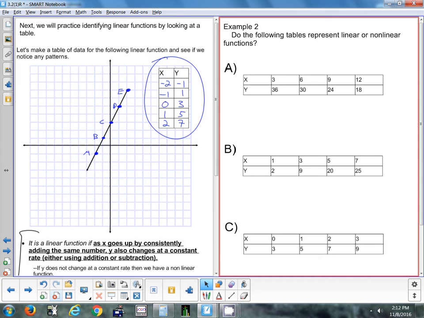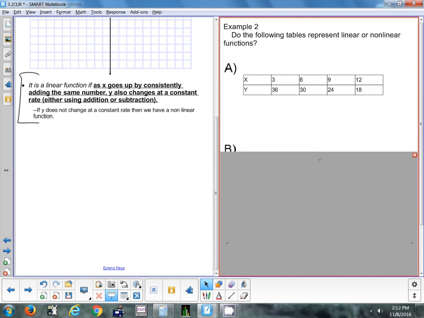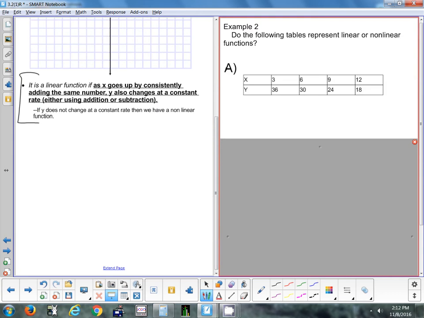Okay, and we've got some tables. Some of these tables are going to represent linear functions. Some of them will not. All right, so the first 2 things you've got to check. First, make sure the x's are going up consistently. In that first table, are the x's going up by the same amount each time? Yep. What are they going up by each time? Plus 3, plus 3, plus 3. All right, so it passes the first test.